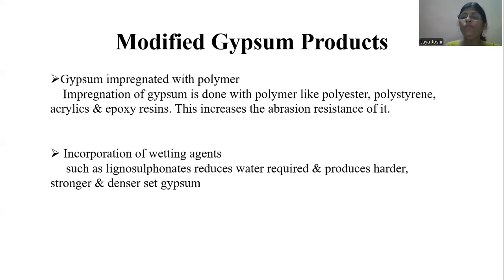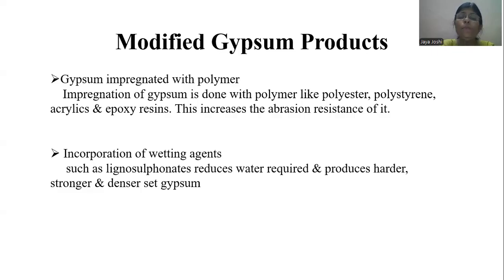Now coming to the modified gypsum products. If there are any drawbacks, then there is a need to go for modification. Like we have seen, the strength is less or the surface hardness is less. Then there are no disinfectants present in the plaster. So there are certain modifications in modified forms of gypsum products. So we will just go through it fast.